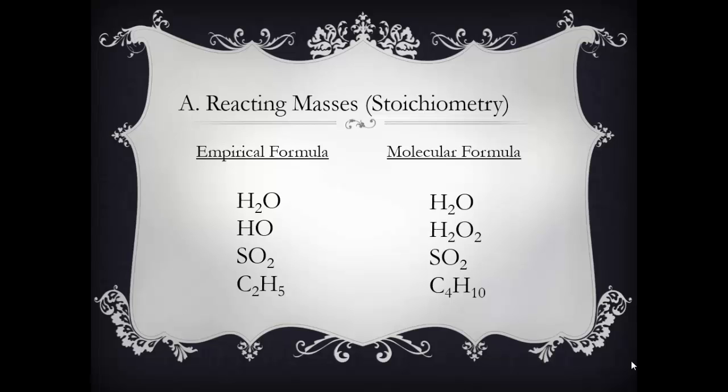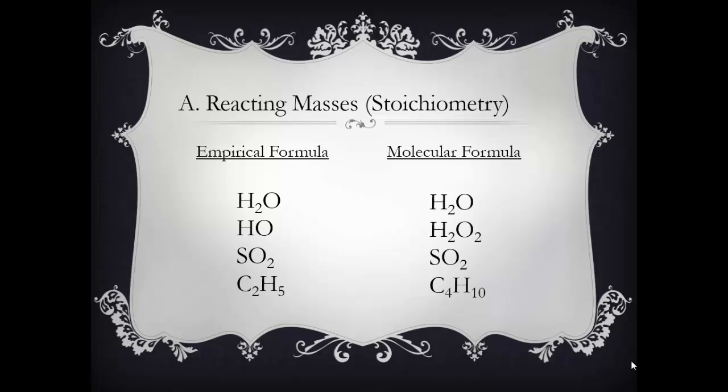So here's some examples. Empirical formula on the left-hand side. Water, H2O, cannot be reduced. HO, hydroxide, cannot be reduced. SO2 cannot be reduced because it's 1 and 2, and then C2H5 cannot be reduced because 5 is an odd number and 2 is even, so they can't be reduced.